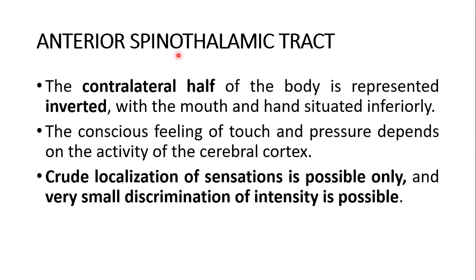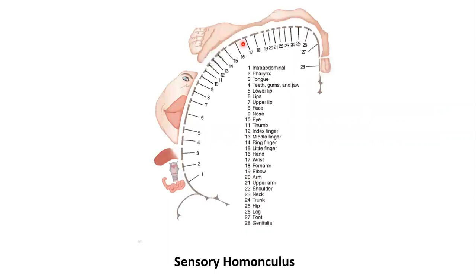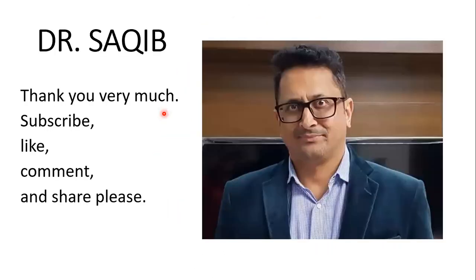In the anterior spinothalamic tract, the contralateral half of the body is represented inverted, with the mouth and the hand situated inferiorly. The conscious feeling of touch and pressure depends on the activity of the cerebral cortex. Crude localization of sensations is possible only, and only very small discrimination of intensity is possible. This, I told you, is the sensory homunculus, the distorted representation of the human body.